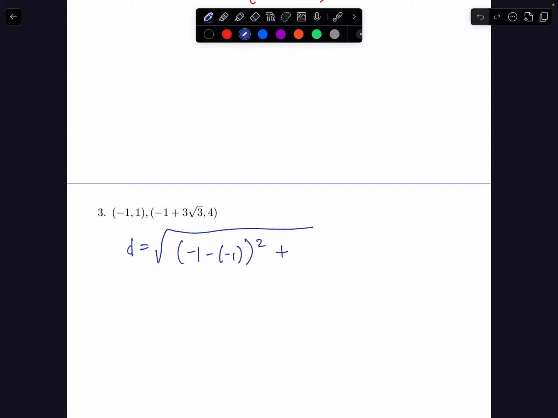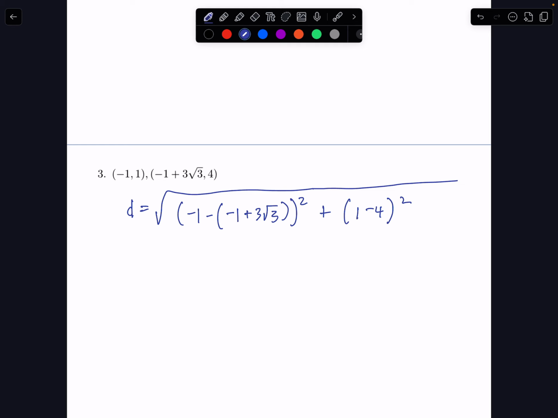I'm sorry, I read that wrong, guys. Back up a little bit. So the first x coordinate is actually this whole thing: -1 minus (-1 plus 3 square root of 3), that whole thing squared, and then plus 1 minus 4, that whole thing squared.